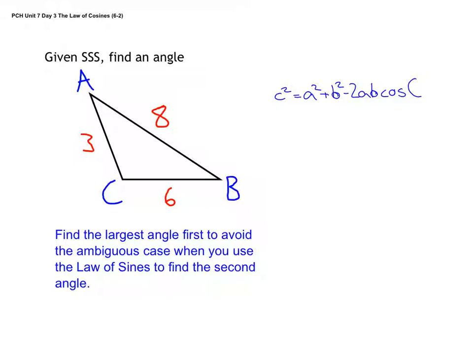So let's set this one up here. I want to find angle C first, so I'm going to put in cosine of C. Now, what has to go over here by itself?